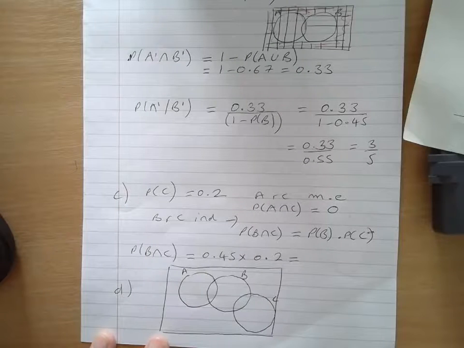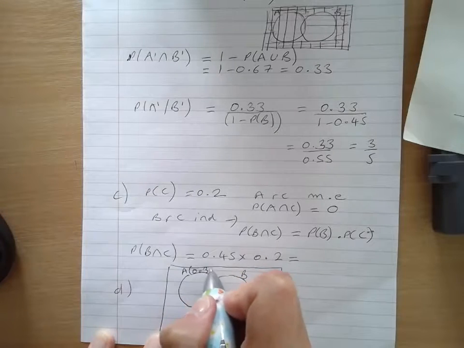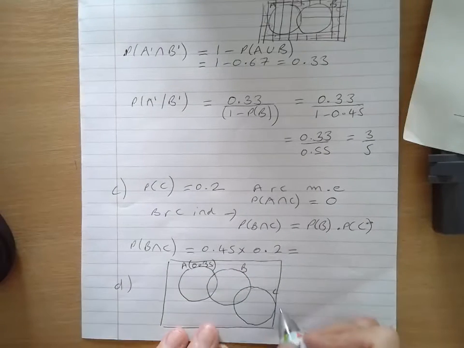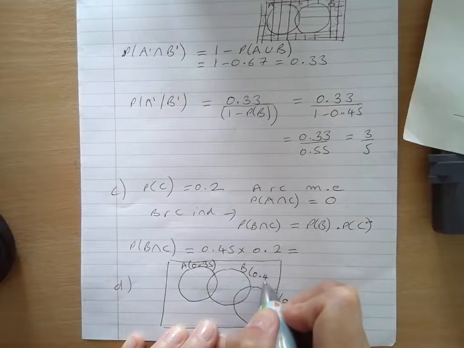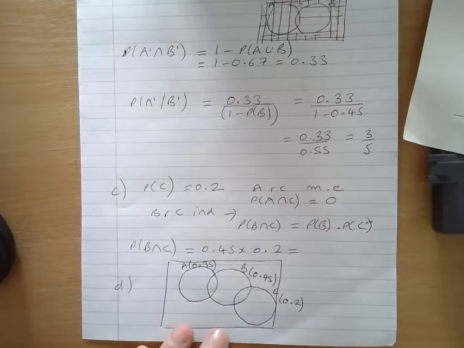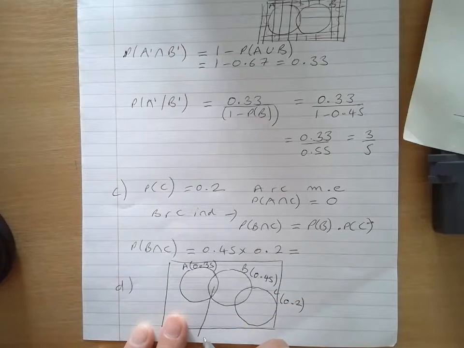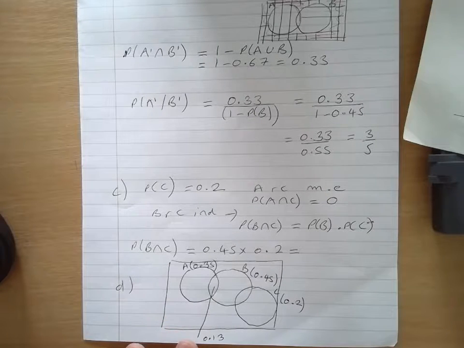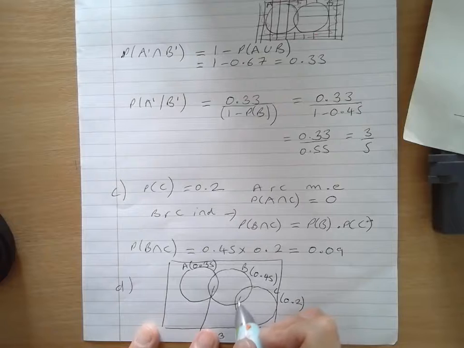What do I know about the areas? I know that the probability of A is equal to 0.35. Probability of C is equal to 0.2. Notice I'm putting them on the edges of the circles, not inside, because it's the whole circle that's 0.2, the whole circle that's 0.35. And the probability of B was 0.45. What else have I worked out? The probability of A intersection B was 0.13, that's that area there. The probability of B intersection C was 0.09. So I'll put that on as well, 0.09.